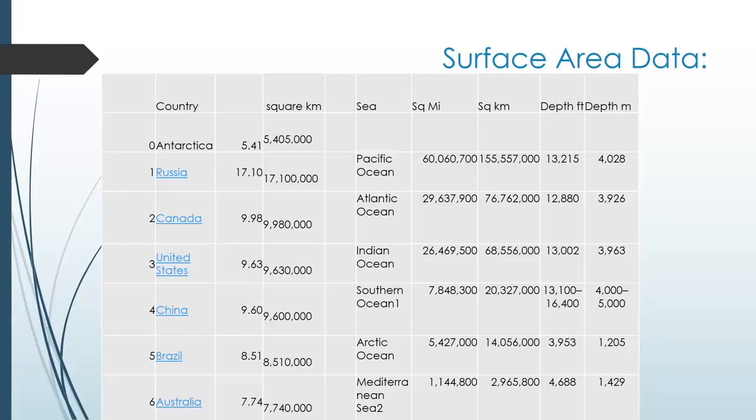Then on the right side, I have the 18 seas and their square miles and square kilometers. So there you have square kilometers for each one of the 18 oceans and seas that they reported. Just for interest, I included depth in feet and meters.